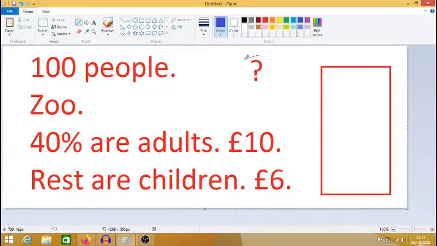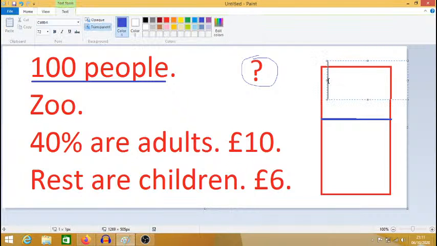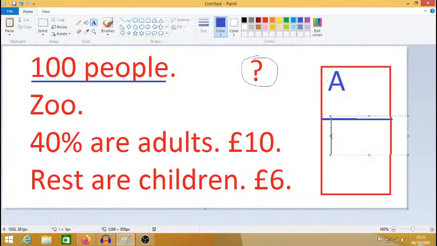The question here is, how much do all of the people end up spending at the zoo? Okay, the maths hopefully is very easy for you, but the technique I want you to understand is that if I'm trying to work out the cost of the 100 people, I'm going to split it. If these are the 100 people, I'm going to split them into 2. I'm going to say some of these people are adults and some of these people are children.